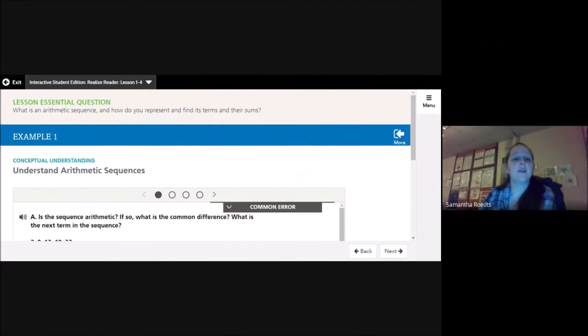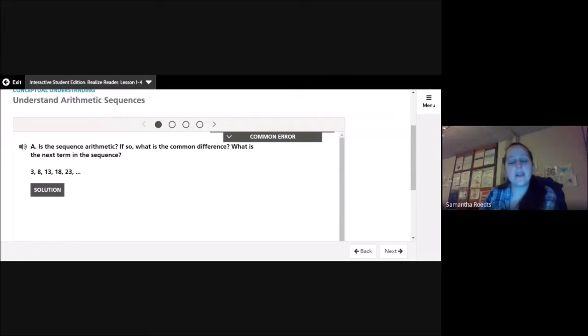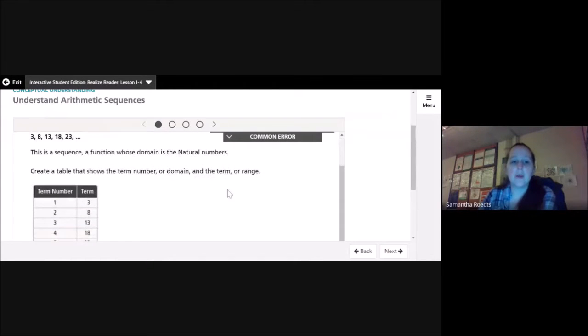All right, so example number 1 says, understand arithmetic sequences. So is the sequence arithmetic? If so, what is the common difference? What is the next term in the sequence? So I have 3, 8, 13, 18, 23. This is a sequence, a function whose domain is the natural numbers. Create a table that shows the term number or domain and the term or range.